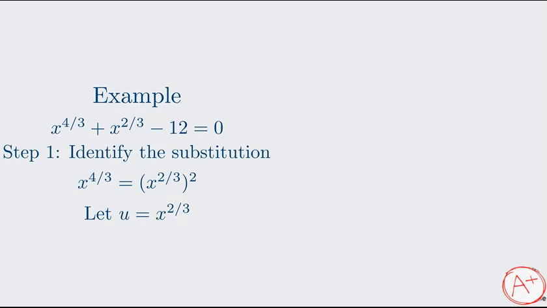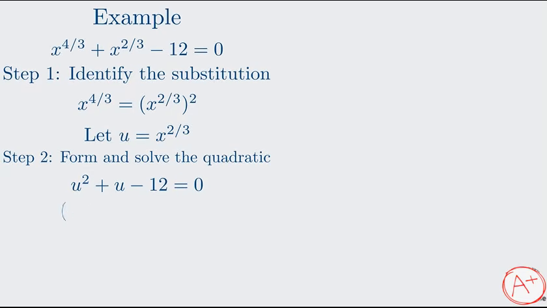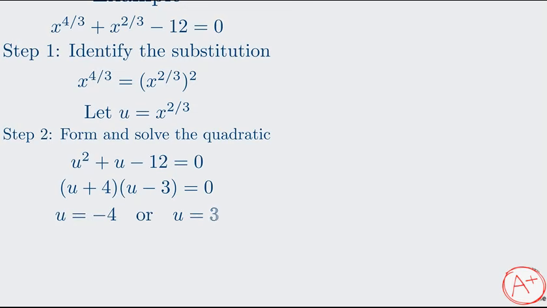So we let u equal x to the power of 2/3. Step 2. Form and solve the quadratic. Substituting u into our equation gives us u squared plus u minus 12 equals 0. This factors nicely into (u plus 4)(u minus 3) equals 0, which gives us two possible values, u equals -4 or u equals 3.